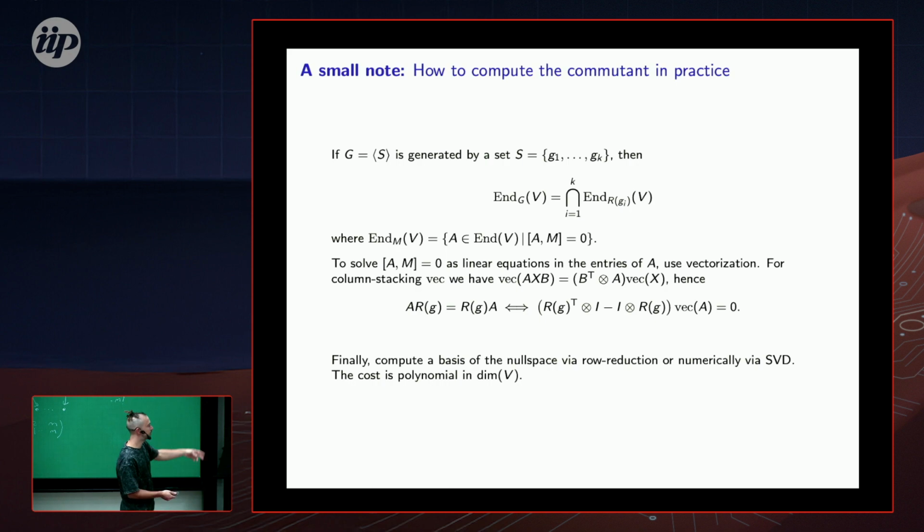Again, the way to compute the null space, you can do it numerically with SVD and so on. This is polynomial in the dimension of V. Then you take the intersection, and you found the commutant. I think it's good to know how to do it. It's not very efficient.